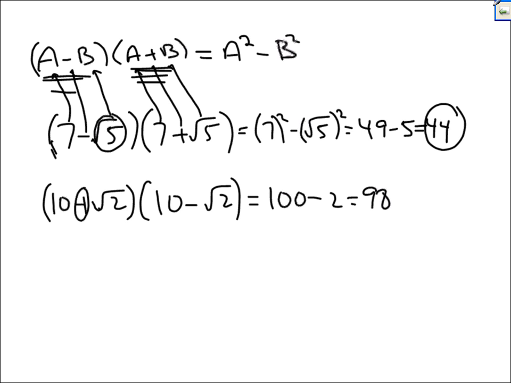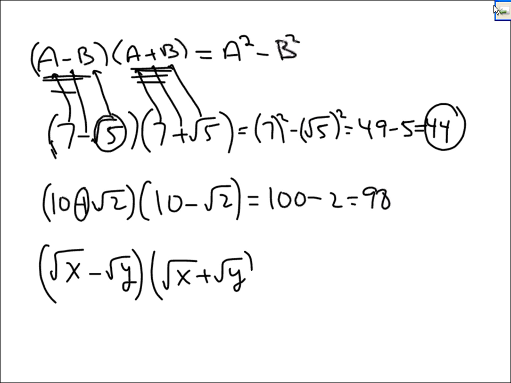Yeah, that's what happens when you multiply conjugates. You square stuff, and if there's radicals, the radicals cancel out. You have the square root of x minus the square root of y. You multiply by the conjugate. You get this squared, which is x, minus this squared, which is y. You need to know that formula at the very, very top.